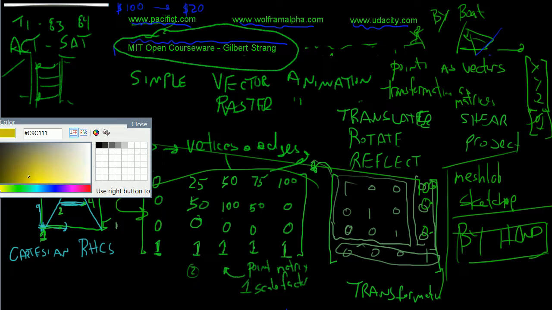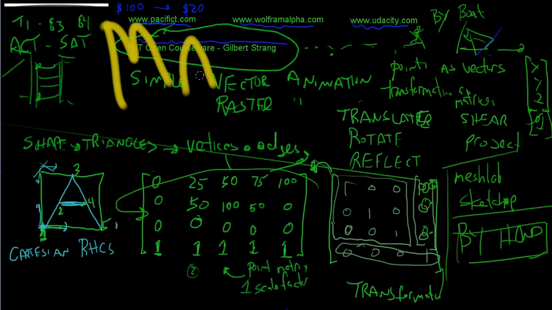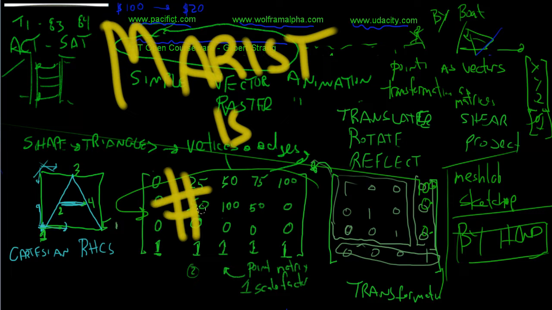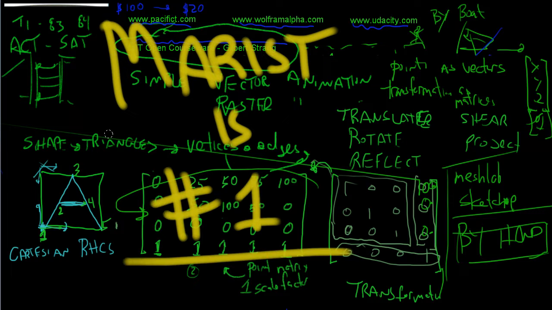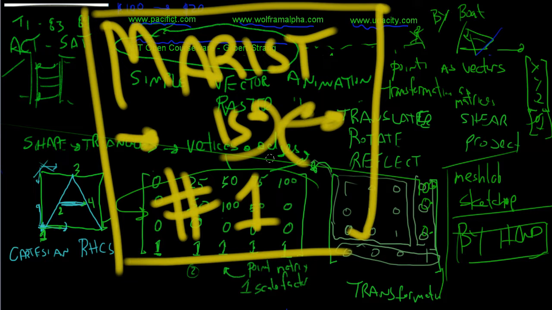Use yellow, and then I'm going to use a brush size. So Marist is number 1. All right, so there's our goal. And of course, our goal is not to draw that. Our goal is to have it move, or in fact rotate in around three different axes.